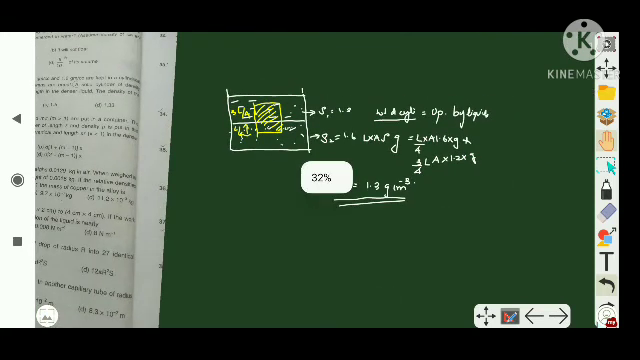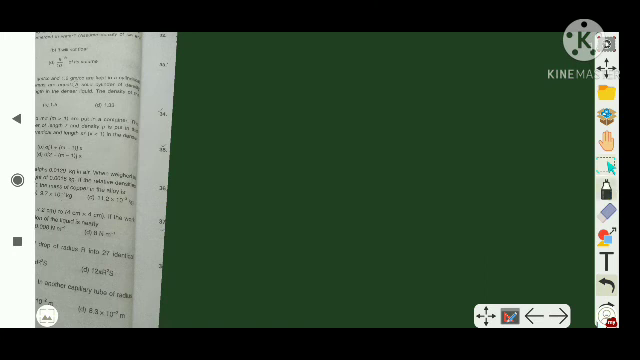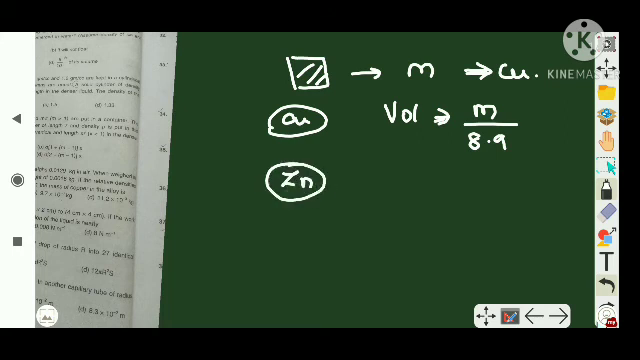Let me first remove this much portion of it. Okay, so let's move on. Let us say this is the alloy, and inside this alloy I'm going to consider m as the mass of copper. Then the volume of copper will be mass by density, that is m divided by 8.9. This is the volume of copper inside this material. Similarly, volume of zinc will be, out of this, m mass is copper.